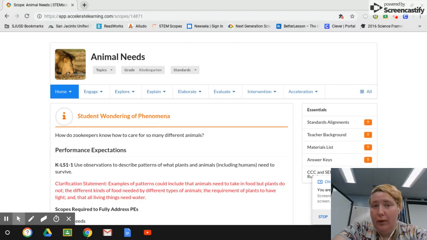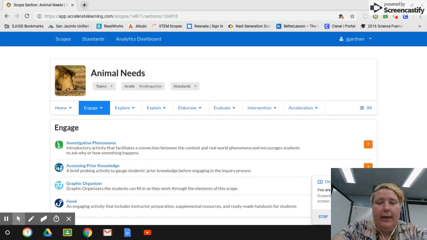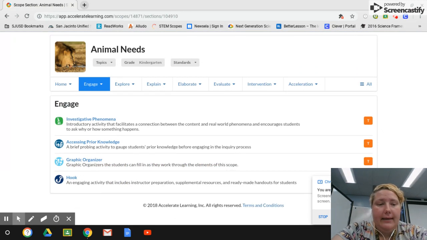So when we go to engage, we get activities that hook the student. It accesses their prior knowledge. It asks them, what do they already know? What experiences have they shared? It gets them interested by showing them a video or a demonstration of something. That sort of opens up the conversation so the students can start wondering, asking questions.